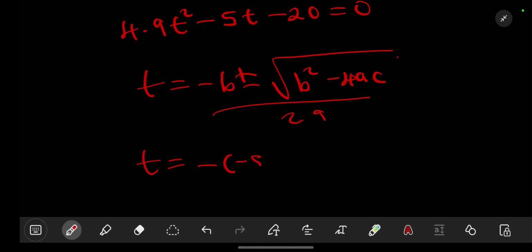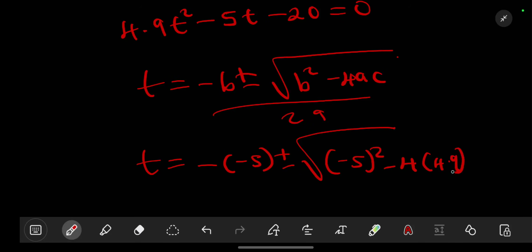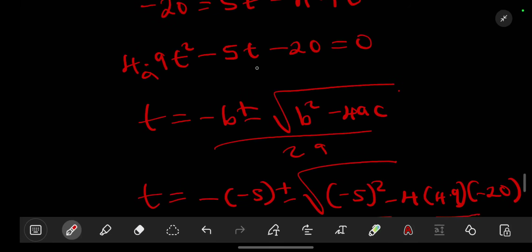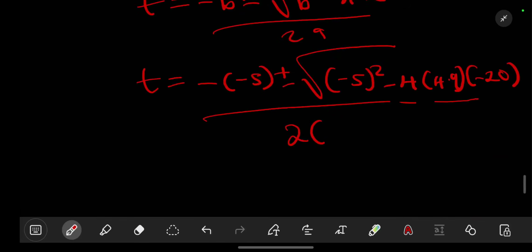Our b is equal to negative 5, plus or minus the square root of b squared, which is negative 5 squared, minus 4. Our a is 4.9, our c is negative 20. Then we have over 2, what is our a? Remember this is our a, b, c. Our a is equal to 4.9.